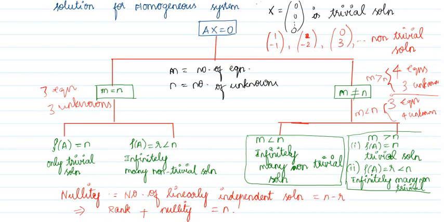Also similarly, nullity is nothing but the number of linearly independent solutions, which is given by n minus r, where n is the number of unknowns and r is the rank of matrix A. Rank plus nullity is equal to n, that is n minus r plus r is equal to n.